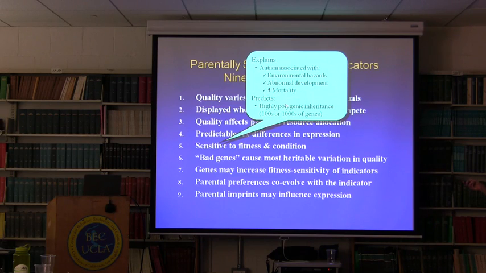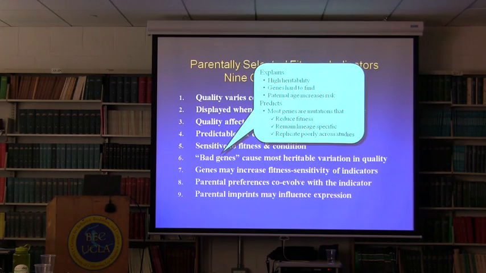And it also predicts that autism will be highly polygenic because it has to be sensitive to defects throughout the body caused by defects throughout the genome. That mutations or bad genes cause most of the heritable variation in the quality of an indicator can explain why autism is highly heritable and why, despite that heritability, it's very difficult to find any responsible genes. It also explains why paternal age is a risk factor. I'll tell you briefly why that is.